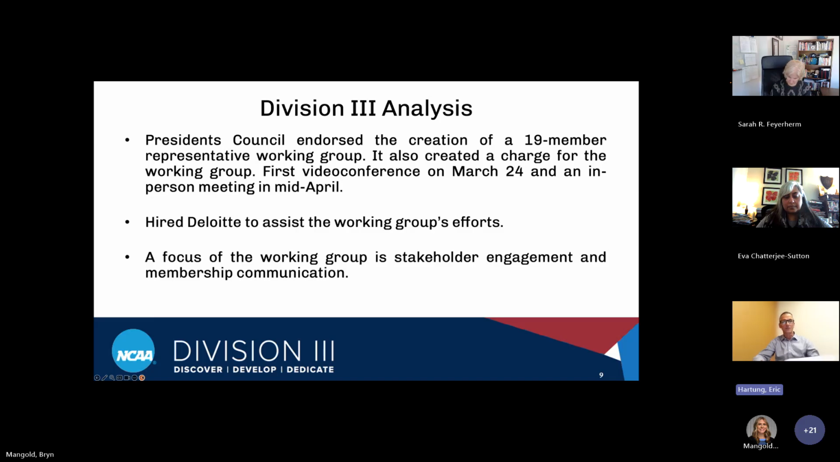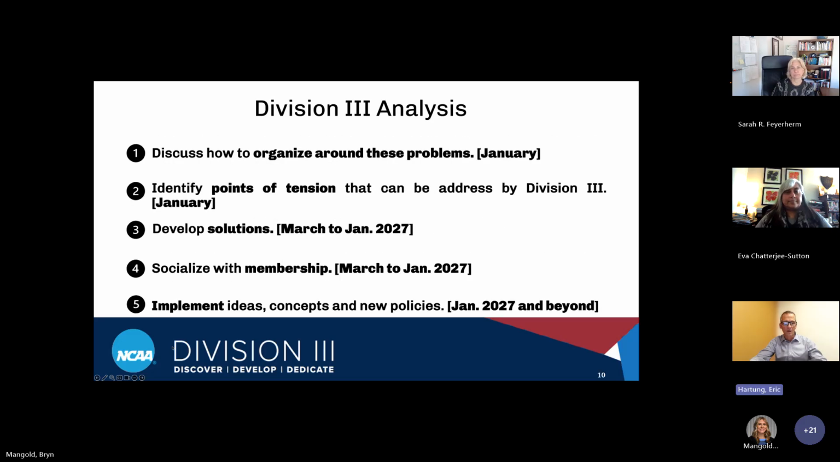And what does that timeline look like? Next slide, please. So you can see here as you're looking down the dates, 1 and 2 we've done. So we're beyond steps 1 and 2. We're now into this step 3 and 4. And step 3 and 4 is to develop solutions and socialize with membership. Deloitte has yet to truly kick off their work. They're going to do that shortly here.